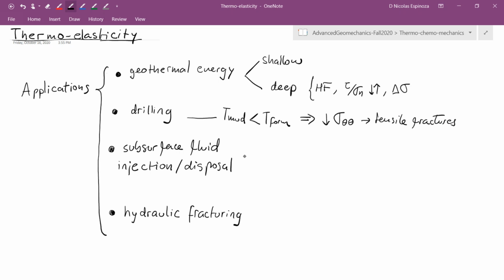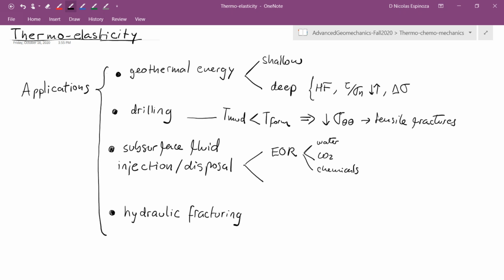We also have applications of subsurface fluid injection and disposal. For example, just for fluid injection, we have applications of enhanced oil recovery, where you can inject water, carbon dioxide, other chemicals like polymers or surfactants. But many times the temperature of the injected fluid is going to be different than the temperature of the formation.